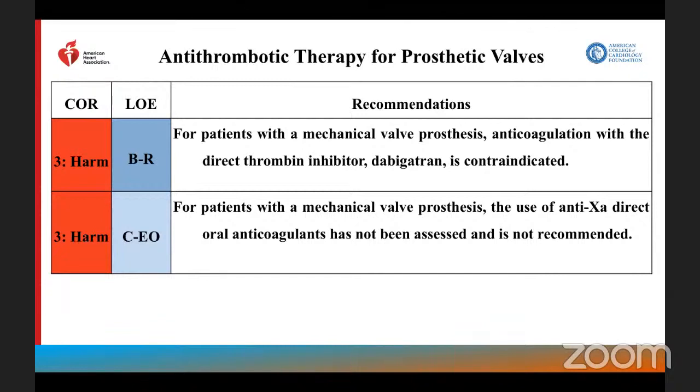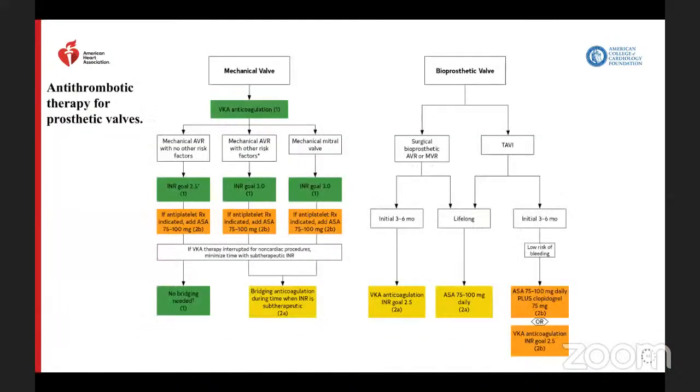But for patients with a mechanical valve prosthesis, anticoagulation with the direct thrombin inhibitor dabigatran is contraindicated, class 3. And for patients with a mechanical valve prosthesis, the use of the newer generation anti-factor 10 direct oral anticoagulants has not been assessed and is not recommended as well. It's a class 3.